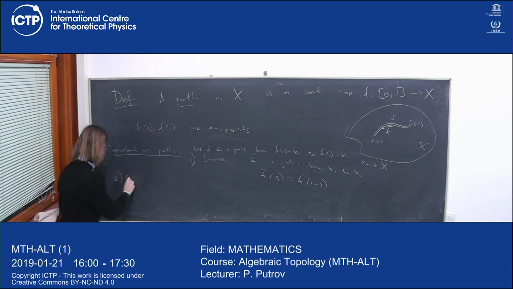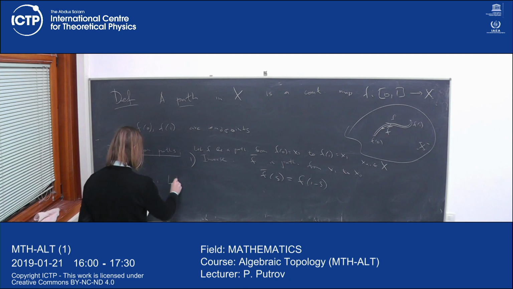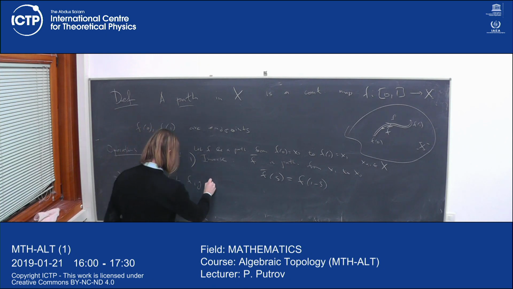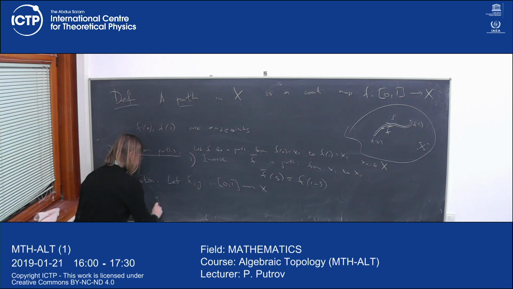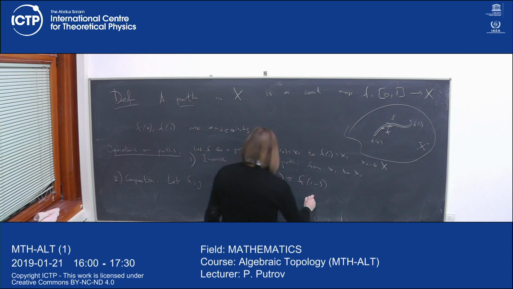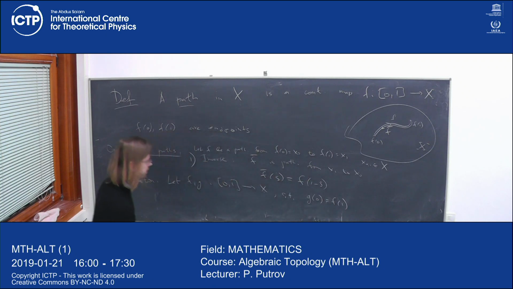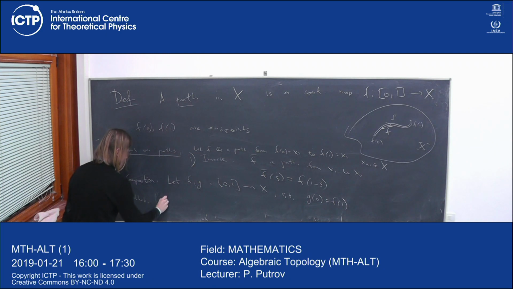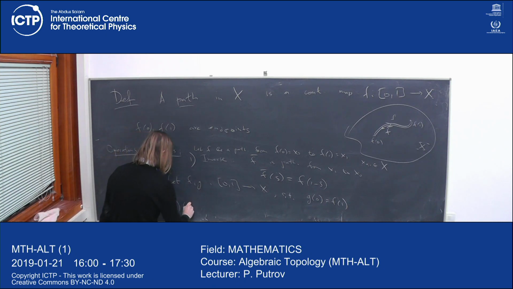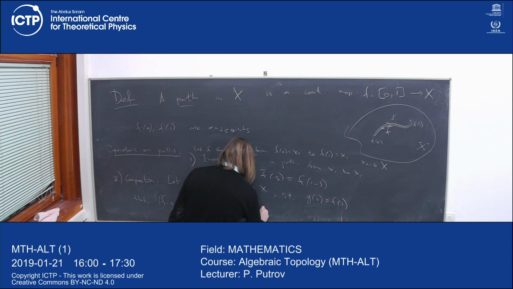So then composition. Let F and G be a pair of paths such that the start point of G coincides with the endpoint of F. Then one can define a composition, which is denoted by a dot, F dot G. This composition is again a new path, which can be explicitly defined in the following form.